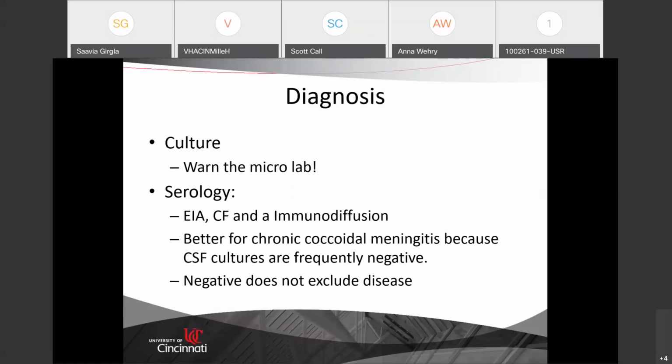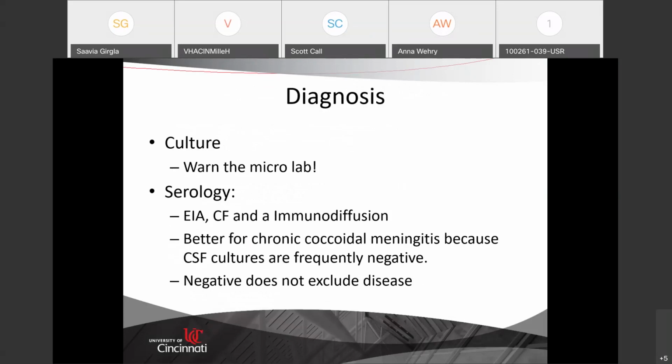Diagnosis, cultures. I put warn the microlab because the cocci can be pretty infectious. If people in the microlab are growing it on a fungal culture, they don't want to open it up in the middle of the lab and release the spores everywhere and infect everybody in the microlab. So if you're suspicious for cocci, the microlab would appreciate the call.